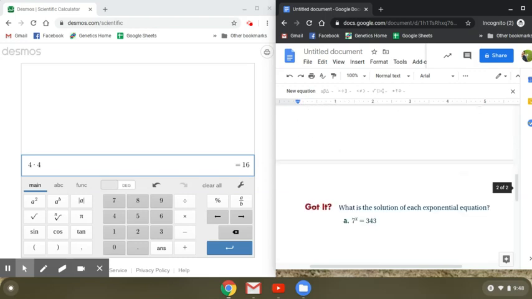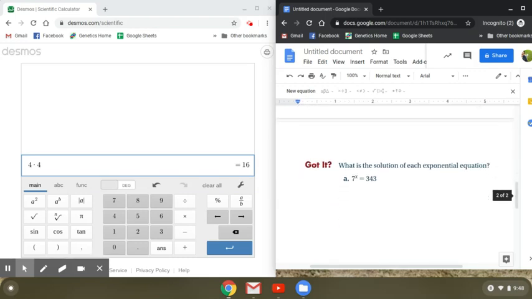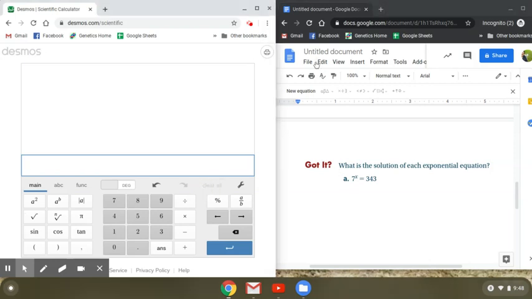All right, let's do another one. So we have 7 raised to some power is equal to 343. All right, let's try that. We can take 7 and raise it to some power. So 7 times 7 is 49, so not enough. Let's do another one, times 7, 343. So that's our answer. So we had 3 sevens.